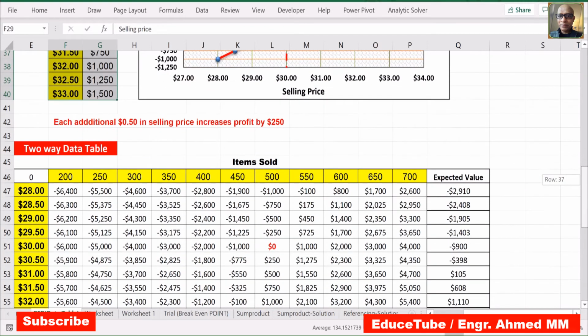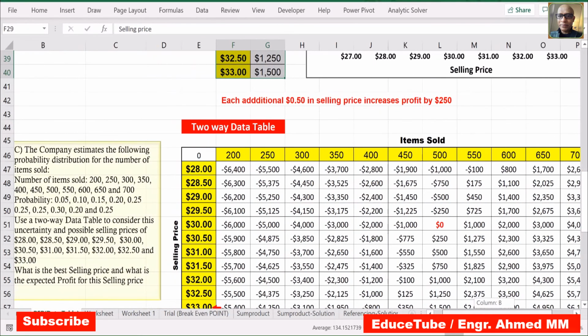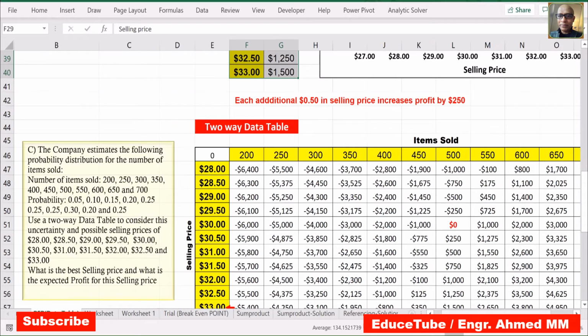Now we will go for the two-way data table. Two-way data table means it allows us to see how changing the values of two input variables, here two input variables means items sold and selling price, affects the value of the total profit.